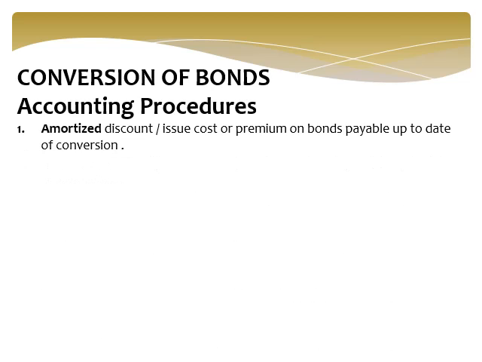So, the accounting procedures. First, amortize discount or issue cost or premium on bonds payable up to date of conversion. Usually kasi ina-amortize natin siya at the end of the period pa. Ngayon, paano pag kinonvert na siya ni bondholder, wala pang end of the reporting period. So, therefore, hindi pa tayo naka-update na amortization. So, pag ngayon, kinonvert yan ni bondholder, kailangan natin i-amortize yung discount or issue cost or premium and bonds payable up to the date of conversion. I-update lang natin yung amortization.